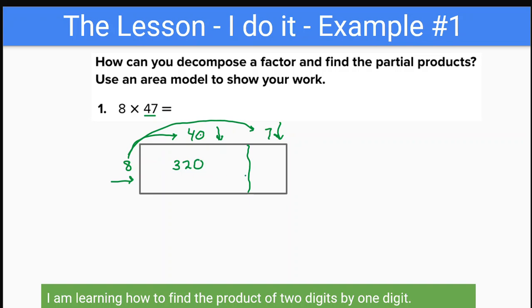Now, 8 is going this way, and 7 is going this way. 8 times 7 is 56. So this is a partial product. It's part of the whole product, and this is a partial product. All we have to do is add these together. 320 plus 56 equals 376. Okay, kids, right now you're learning how to find the product of 2 digits by 1 digit.